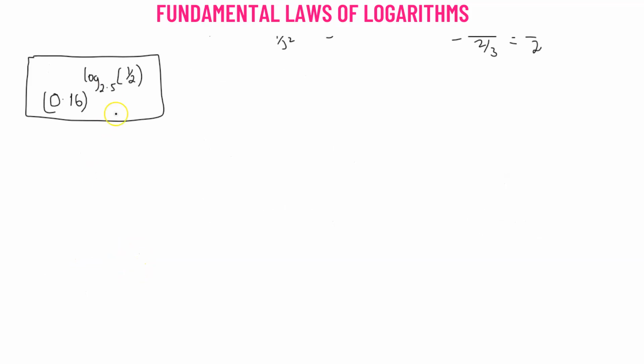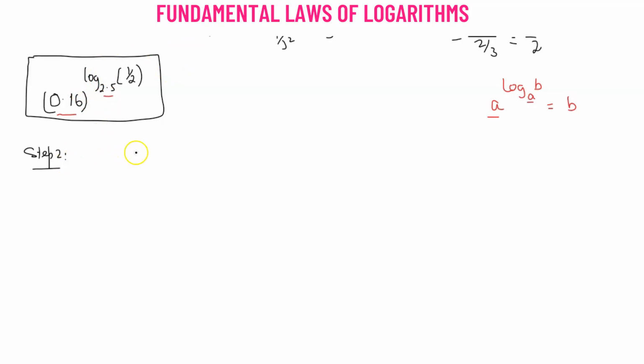Now how do we find out the value? For this, we have to use a property. Let's say we have A raised to the power of log of B with the base A. Then this equals B, when the base of the exponent and the base of the logarithm are exactly the same. But in our case, the base of the exponent is 0.16 and the base of the logarithm is 2.5. So we need to find a relation between them which makes them exactly equal. So how do we do it? This is going to be our step number 2.